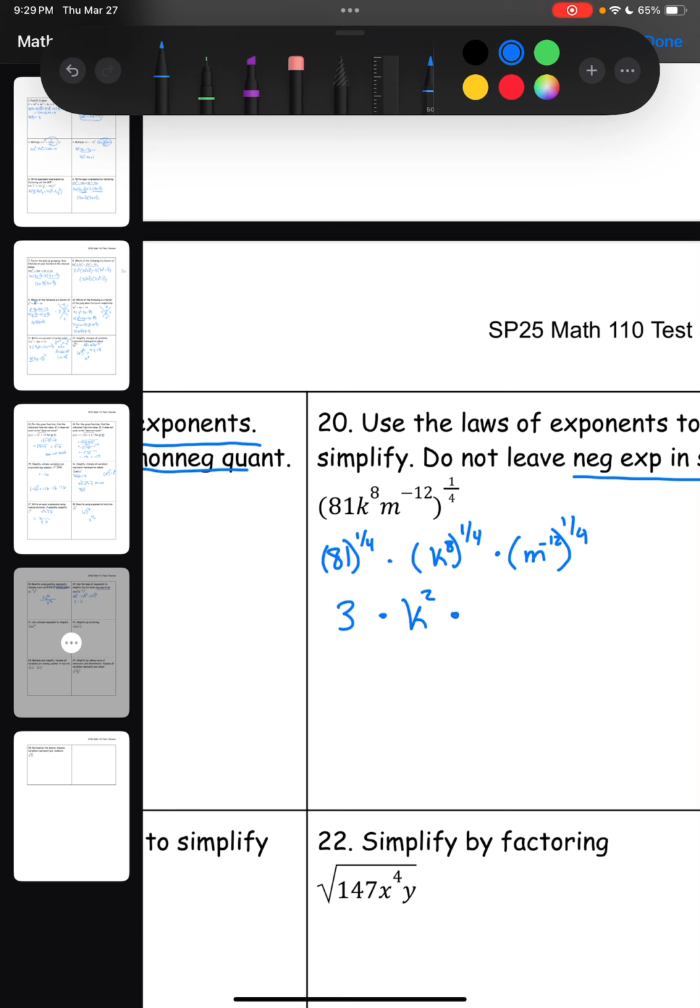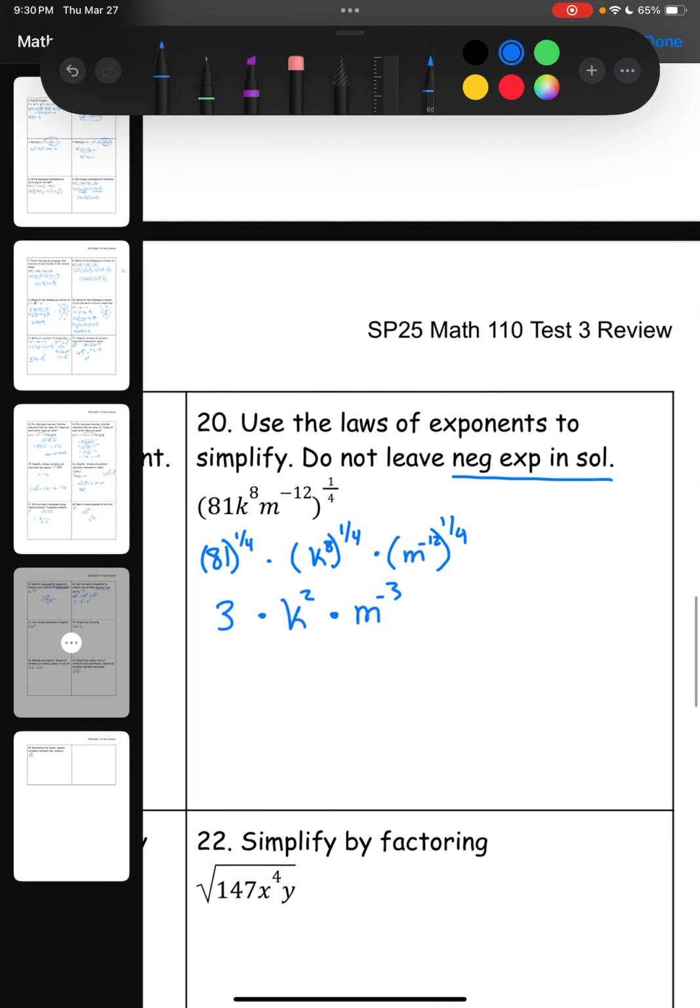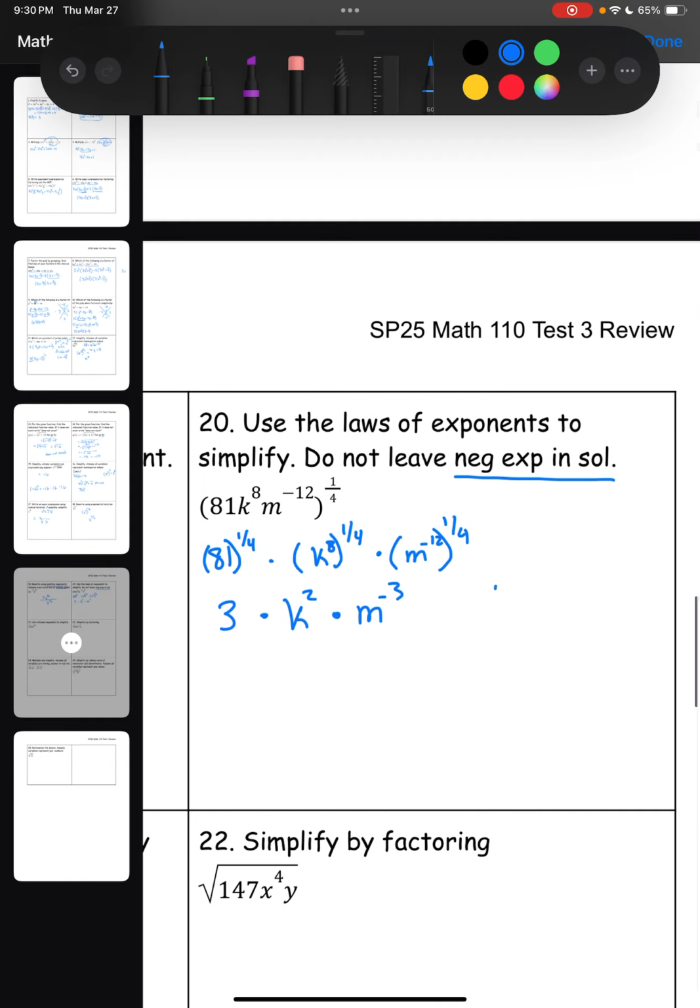Then finally we have a -12 times the 1/4, which is just -3. Again, they say non-negative. So our positives stay on top, and our negative goes on the bottom, but it's no longer negative, it's just a positive in the bottom. And that's pretty much what they want you to do.